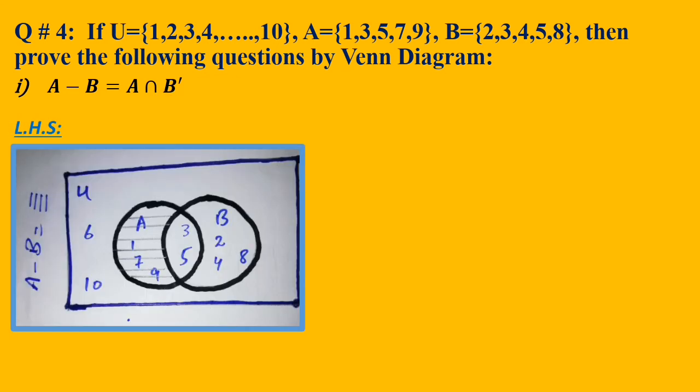So students, in this Venn diagram, this is the left hand side, A difference B. In the previous slide I already showed you how we represent our numbers. So 3 and 5 will be written in the overlapping area, remaining elements of set A in the area of set A, remaining elements of set B in the area of set B, and elements of U in the area of the universal set. So A difference B means all those elements that are present in set A but not in B, so those elements are this one, and this area is shaded with the help of horizontal lines. A difference B is shaded with horizontal lines.